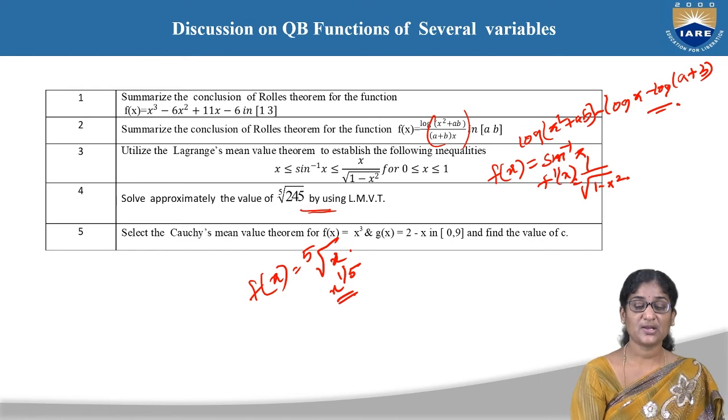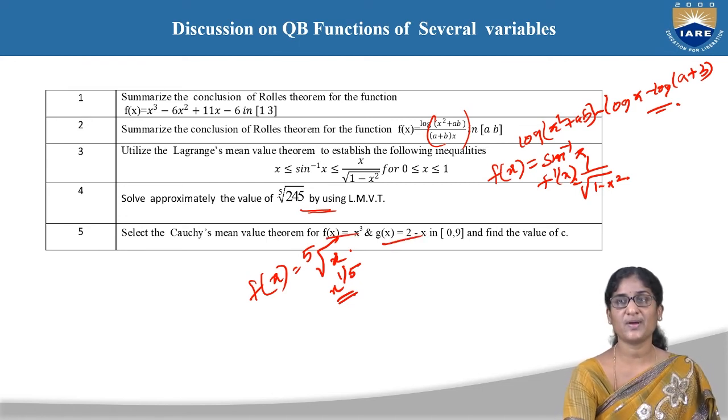Next is verify the Cauchy's mean value theorem. F of x is equal to x cube and g of x is equal to 2 minus x in the interval 0 and 9. Find the value of c. Here two functions are given in the interval 0 comma 9.